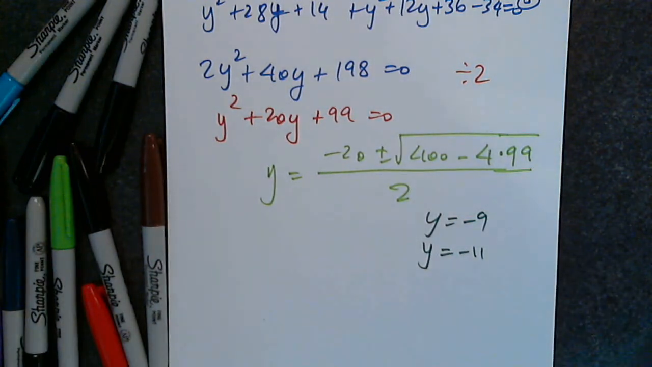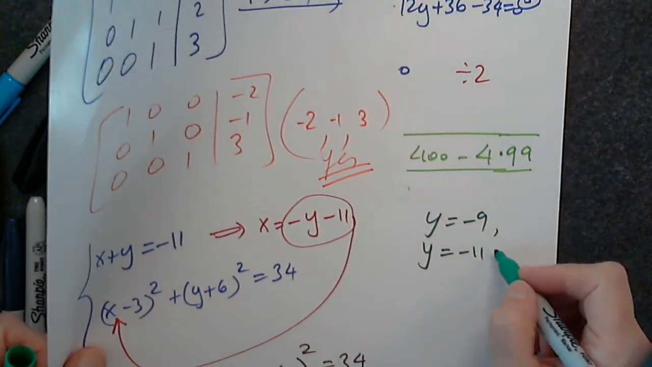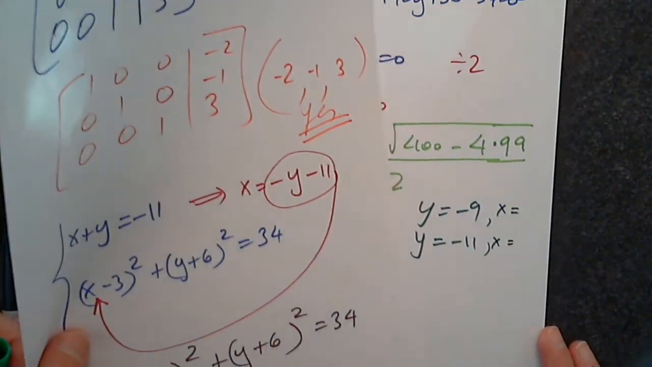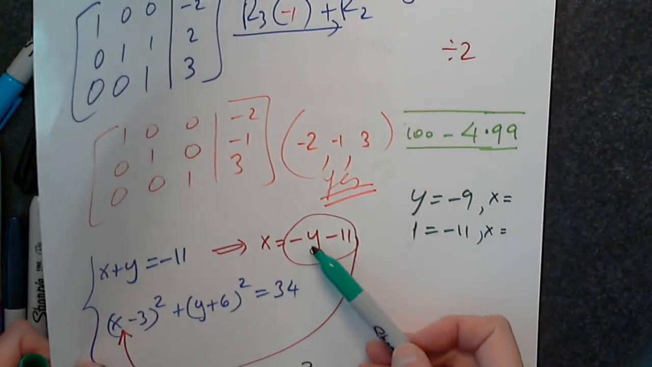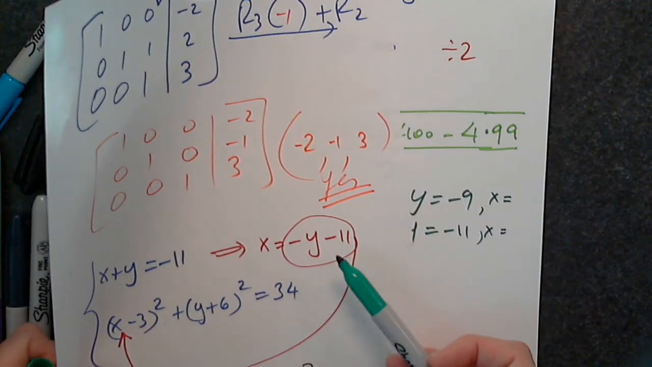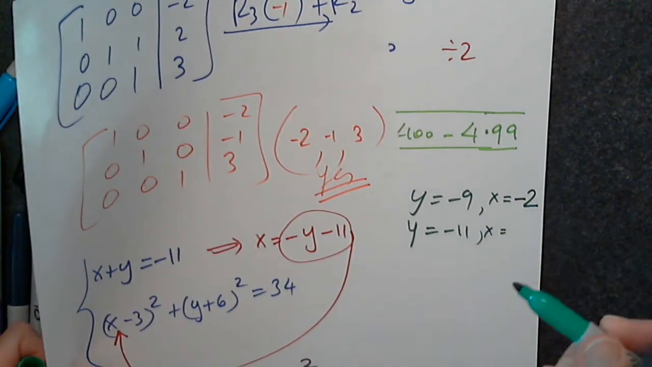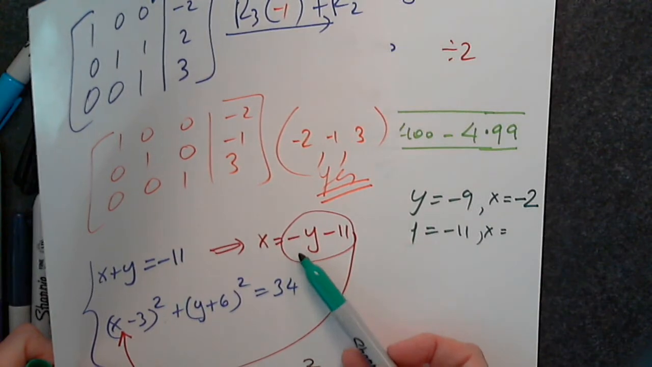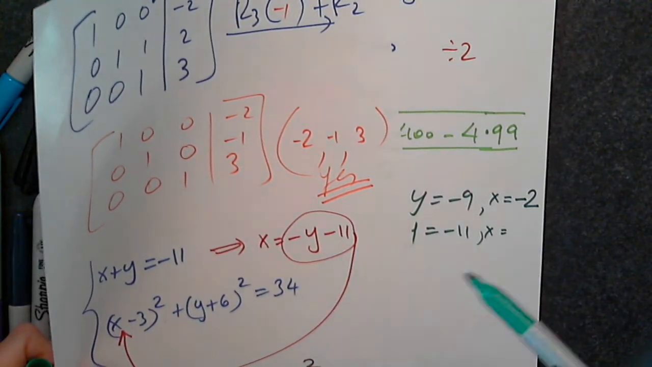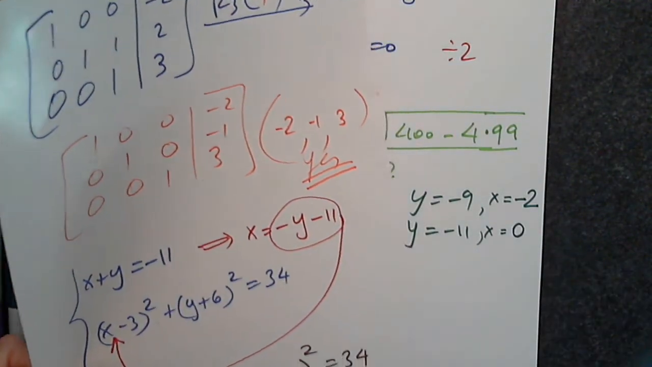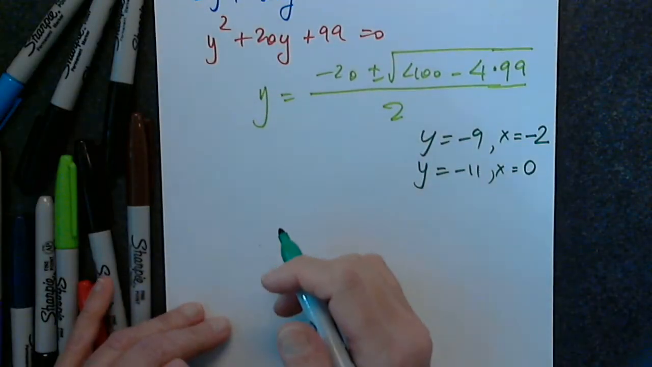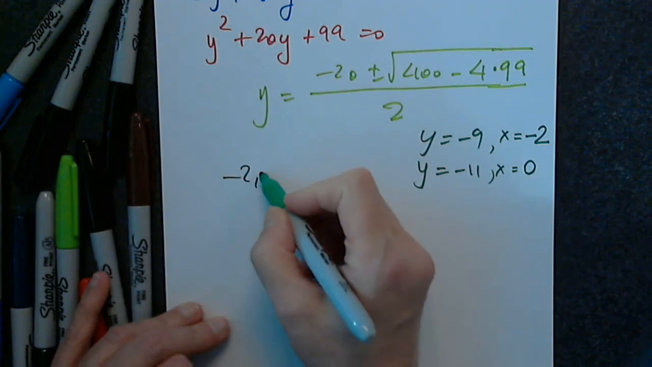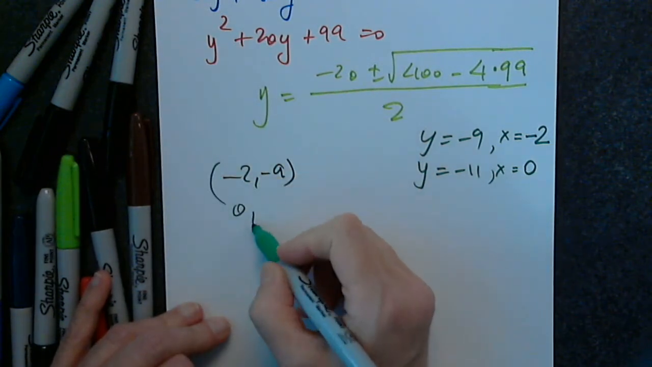This is good, but it's not good enough. I have to go back and determine x. So what is x for the first one and what is x for the second one? So negative 9 with minus in front will be positive 9. 9 minus 11 will be negative 2. And negative 11 with minus in front will be positive 11. Minus 11 is negative 2, negative 9.